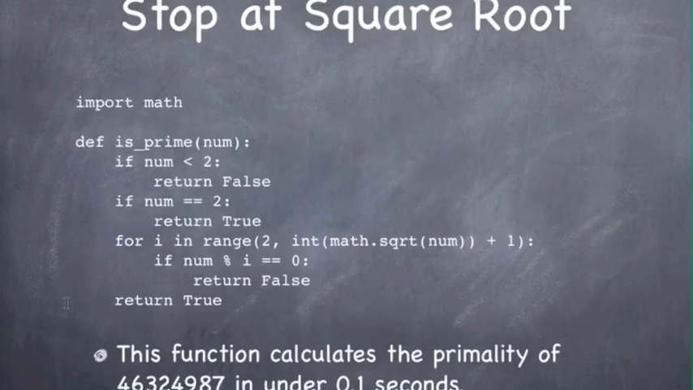So here's the modified function that stops the loop at the square root of num. The only change is in this line. Instead of going all the way up to num, we go to the square root of num, and we cast that as an integer and then add 1 just in case. We may not even have to. And the rest of the logic is the same. This function can calculate the primality of our big number in under 1/10 of a second. So it's a huge improvement on calculating primes.